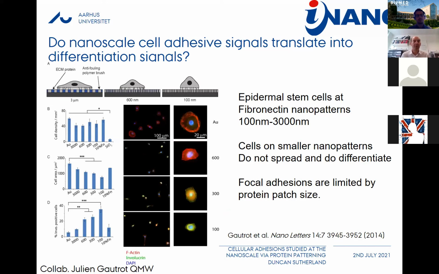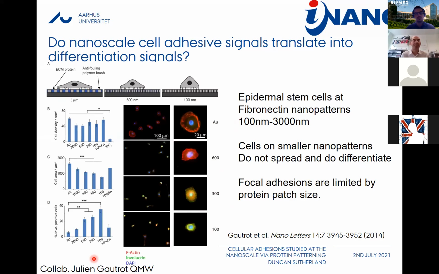And so if we look for involucrin, that's in green here, it's a marker, and we clearly see that there's a big difference depending on the patch size. So on the homogeneous surfaces, we see little differentiation with these focal adhesions being formed. And then as we get smaller and smaller patches, we have more and more differentiation, and that's quantified here. So clearly we're having a very large effect, controlling the cell's differentiation based purely on the size of focal adhesion that this cell can form.